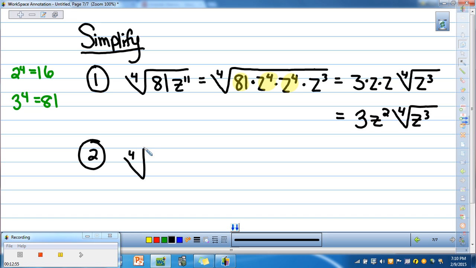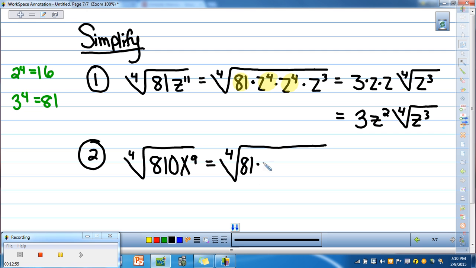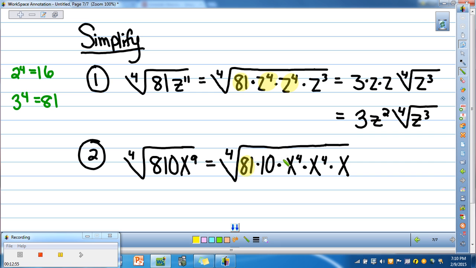Let's try one more 4th. The 4th root of 810 times x to the 9th. 81 is a factor of 810. 81 times 10. Inside of x to the 9th, we have some perfect 4ths, x to the 4th, another x to the 4th, and a single x left over on the end. Let's highlight our perfect 4ths and take those out in front.